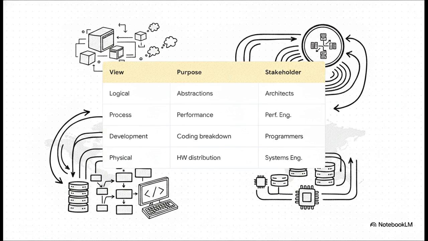Number 2, the process view. Its purpose is to show runtime behavior to check performance and availability. Target stakeholders, your performance engineers. Number 3, the development view. Its purpose is the software breakdown for actual coding. Target stakeholders, the programmers themselves.